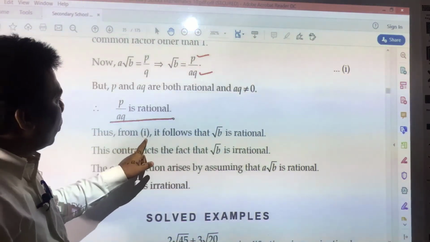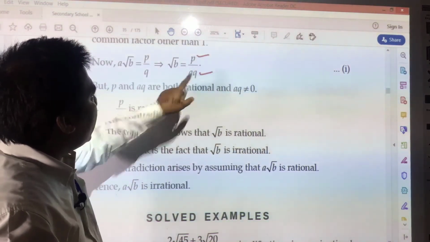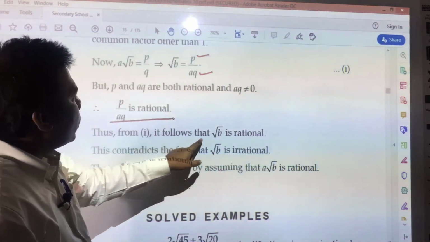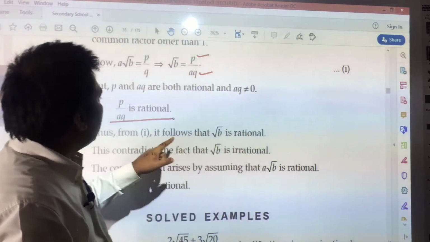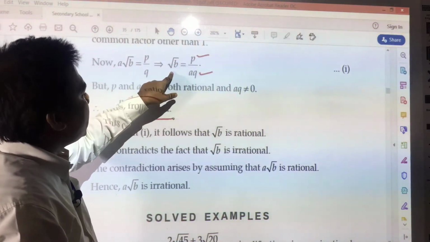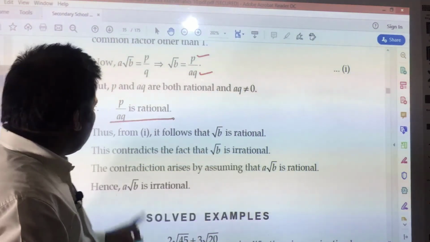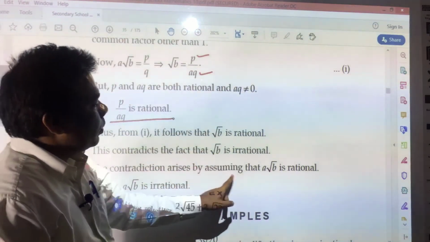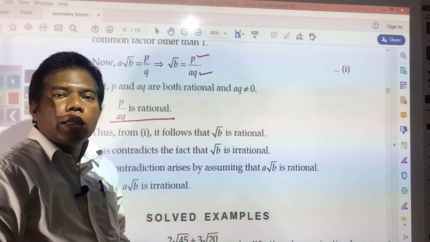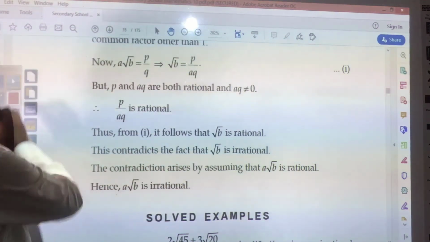Thus, from equation 1, root b is equal to p by a q and p by a q is rational. It follows that root b is rational. So, if p by a q is rational, it means root b also should be rational. This contradicts the fact that root b is irrational. The contradiction arises by assuming that A root b is rational and hence A root b is irrational. So, in this way it is required to be proved.